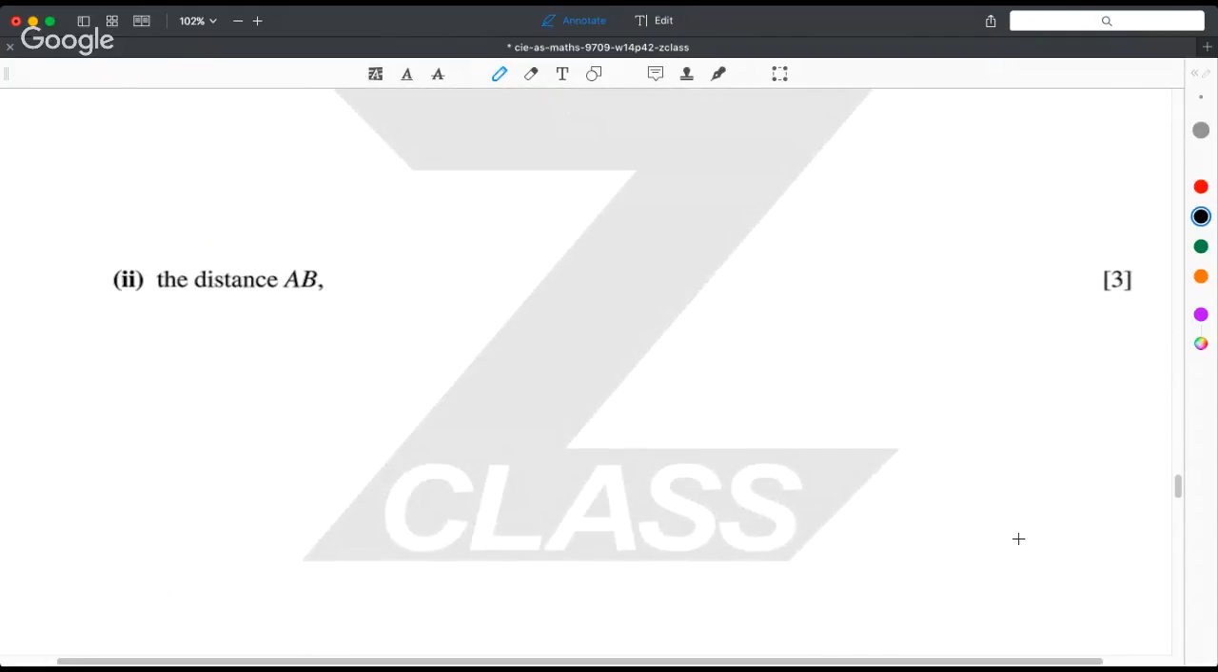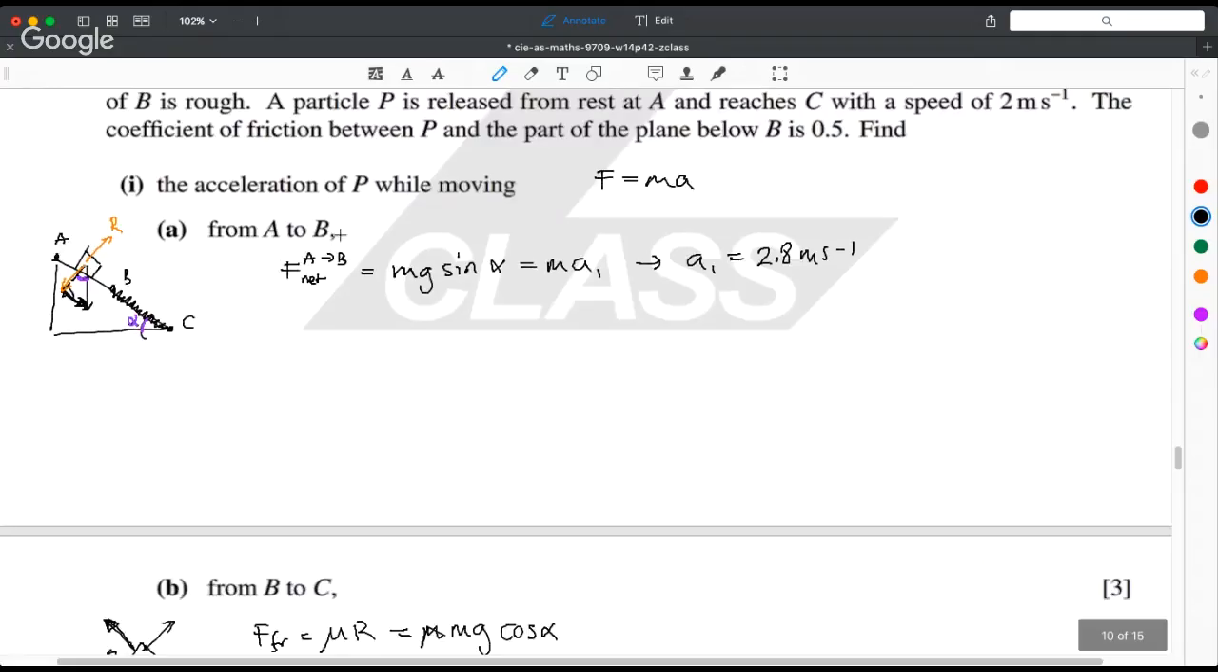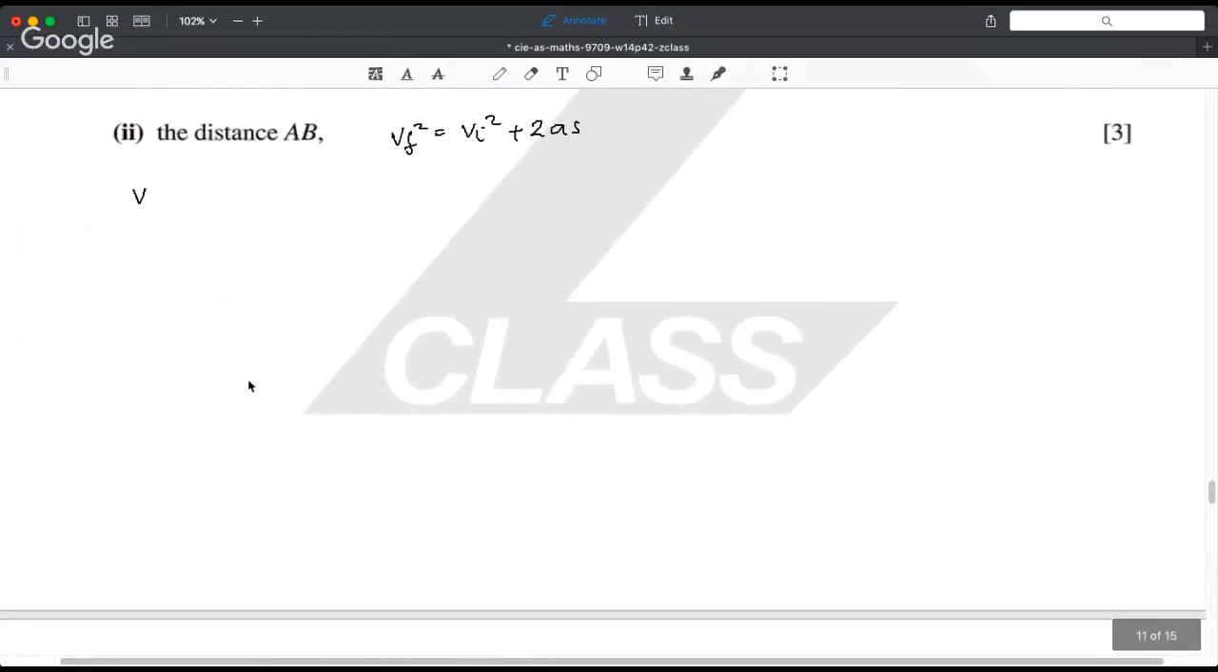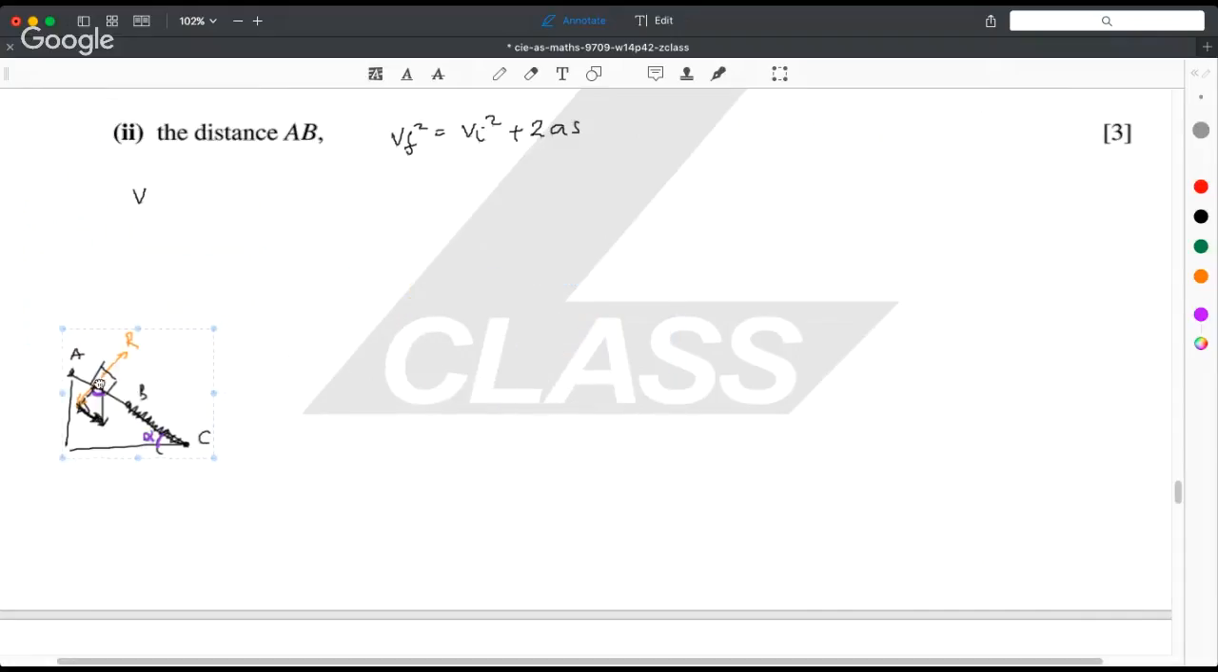So now they want the distance AB. So I'm going to use that equation we had before, that V final squared is equal to V initial squared plus 2AS. And so I have that, let me copy this diagram so we can have a look. There we go.